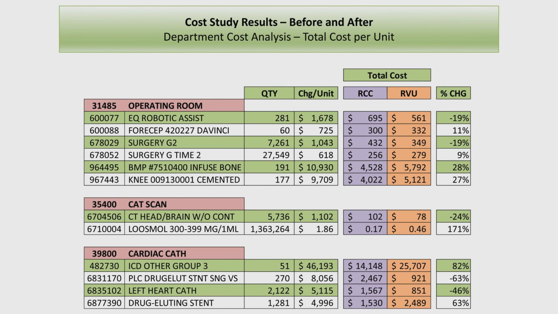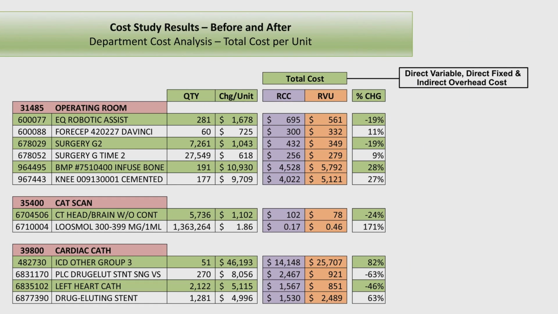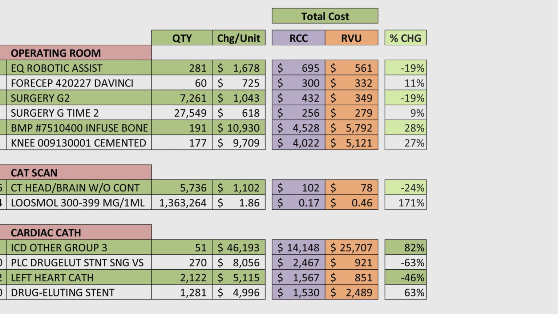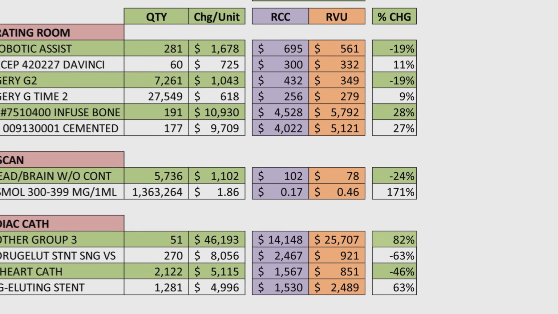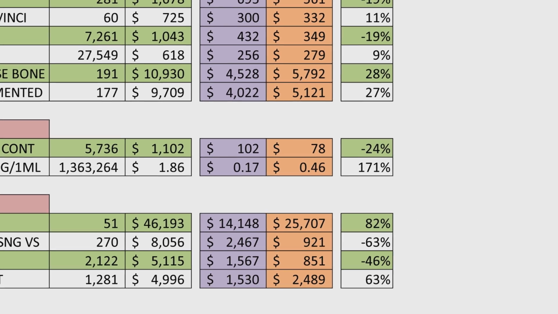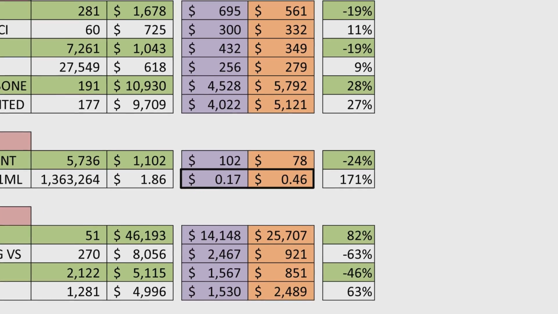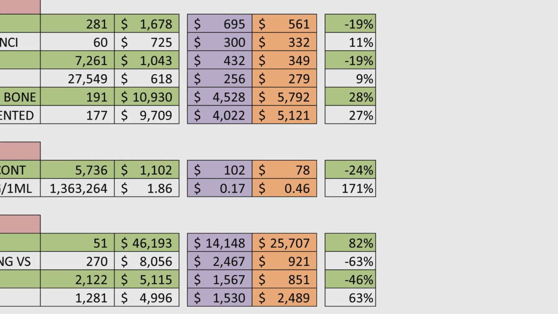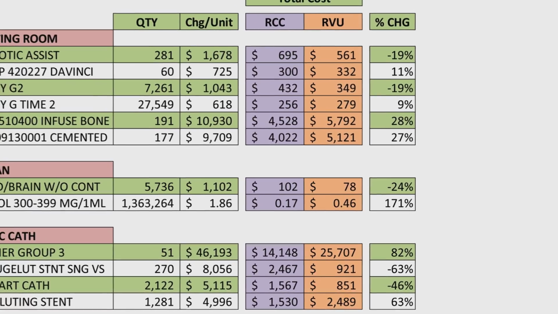In summary, this slide shows the total cost analysis, which includes fixed cost and indirect overhead cost. Comparing the percent change between the two methodologies, you can again see some pretty significant shifts in cost between procedure charge codes. The 82% increase comes to nearly $750,000, and even a 29-cent per unit change at 1.3 million units means roughly $377,000.